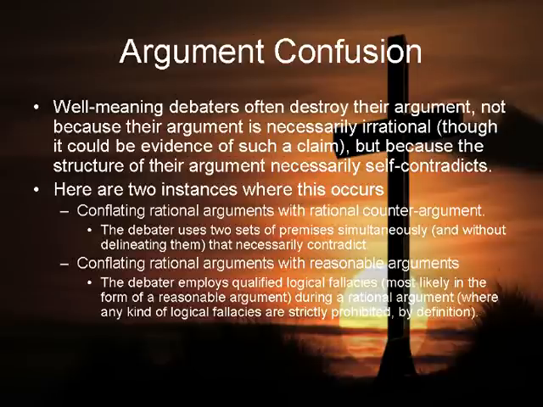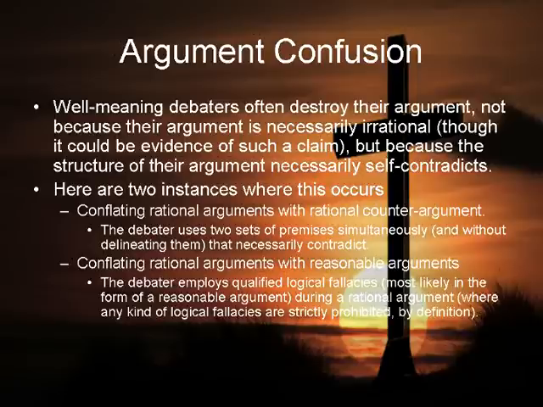The former conflation is confusing because the debater is using two sets of premises, which necessarily contradict. An example might be an atheist who argues against the existence of absolute morality, while simultaneously arguing that atheists are more moral than Christians, which necessarily requires the existence of some type of absolute morality. Both arguments have merit separately, but when combined, the atheist argument appears irrational and contradictory.